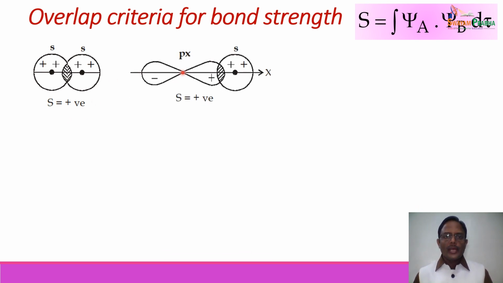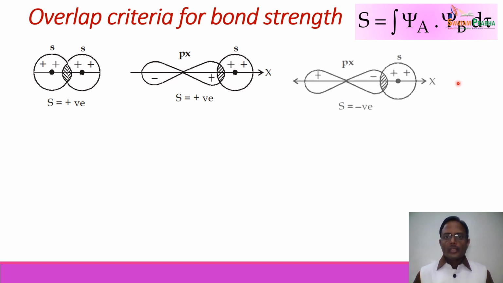Similarly, if we have a px orbital overlapping with an s orbital, the s orbital has a positive wave function and the px orbital also has a positive wave function in this lobe. These positive and negative symbols do not indicate charge. The charge on the electron is always negative, but these signs indicate the sign of the wave function. So for the px orbital, in one lobe it is a positive wave function, in the opposite lobe it is negative. Now since there is a positive overlap, positive into positive will be positive, the value of S will come out positive, and as a result this type of bonding will be favored.